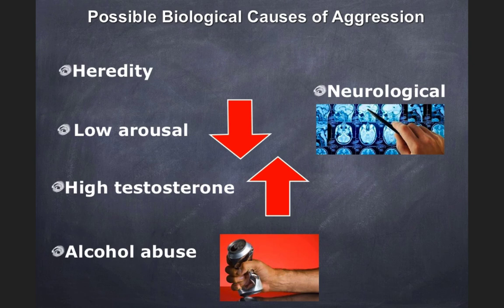High levels of testosterone have been correlated with some forms of aggression, such as intimate partner violence in both men and women. On neurological factors, brain tumors and other neurological diseases have been linked to aggressive behavior, and as many of us probably already know, alcohol abuse. For some people who are intoxicated, it accounts for the majority of murders and most other violent crimes.